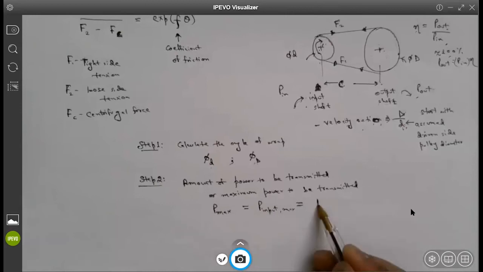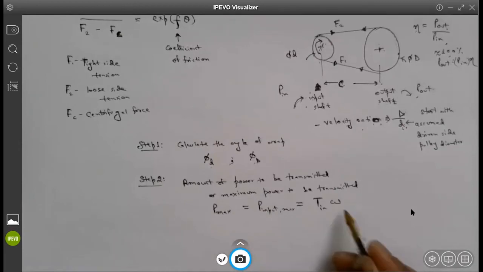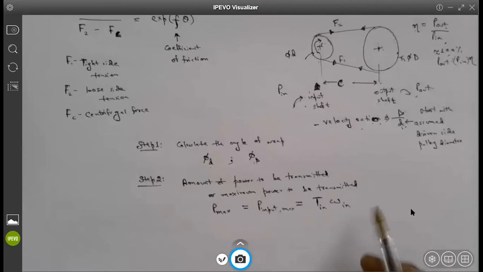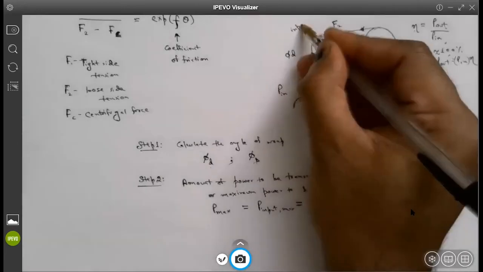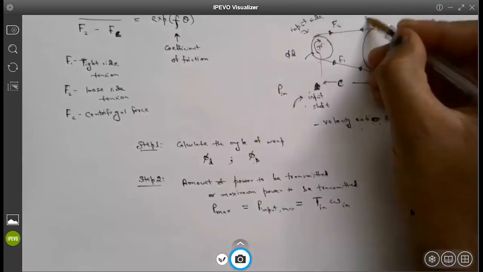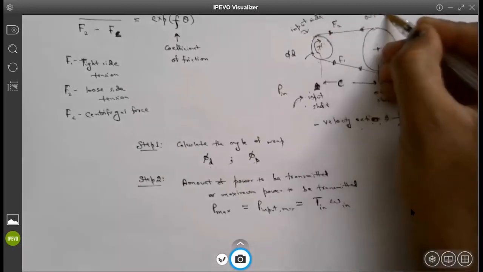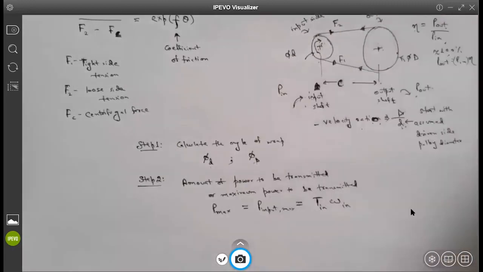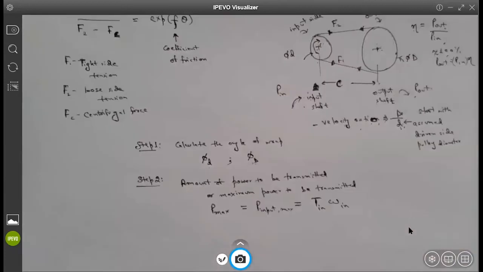So power is torque times omega: T input, omega input. This is your input side. And this is your output side. Are you guys getting right what I'm trying to explain here? Yeah, everybody is with me? Yeah.